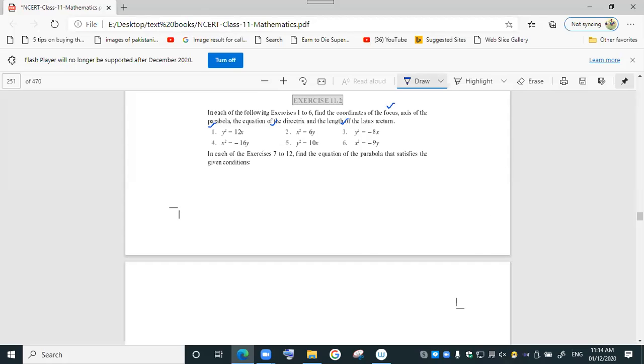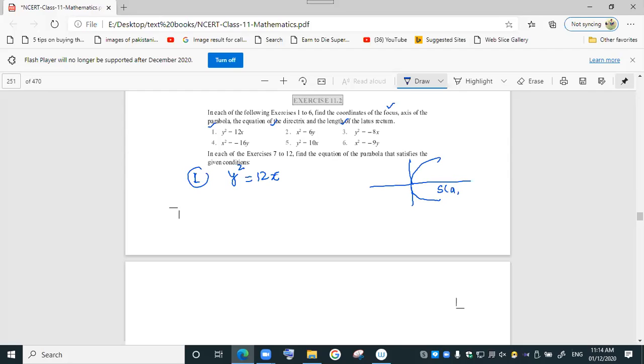So question number 1 is y square is equal to 12x. Correct? y square is equal to 12x. So this is the parabola, this type of parabola, right side parabola. Okay. So focus will be a, 0.